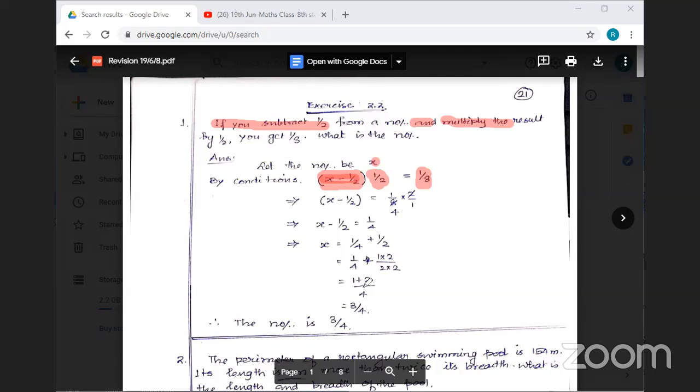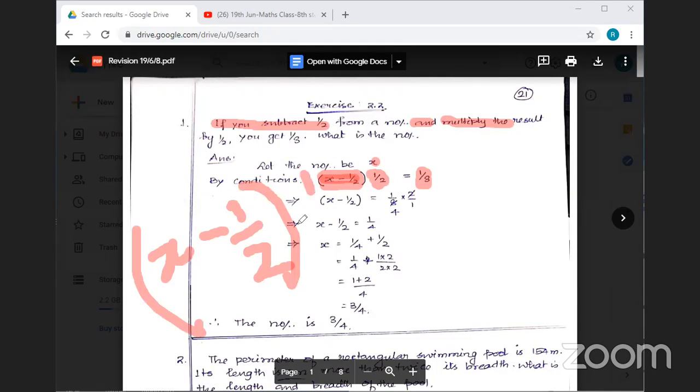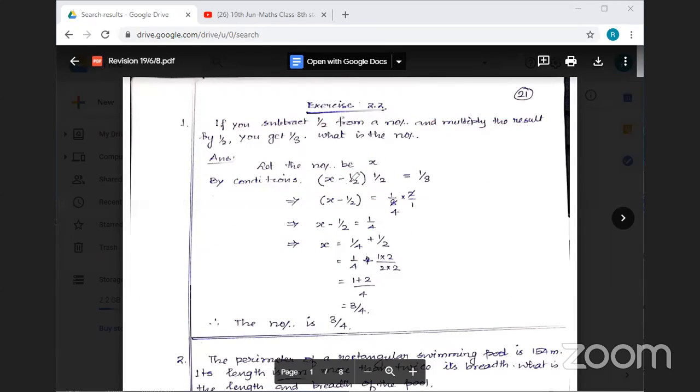Any doubt? No, sir. The number is x. You have to subtract 1 by 2, and after subtracting, you multiply this result by 1 by 2. Then the answer is 1 by 8. Any doubt in this? No, sir. Okay. Shall we go further? If anyone is having any doubt, stop me. Now, the number is x, subtracted 1 by 2 and multiplied by 1 by 2, the answer is 1 by 8. Okay?